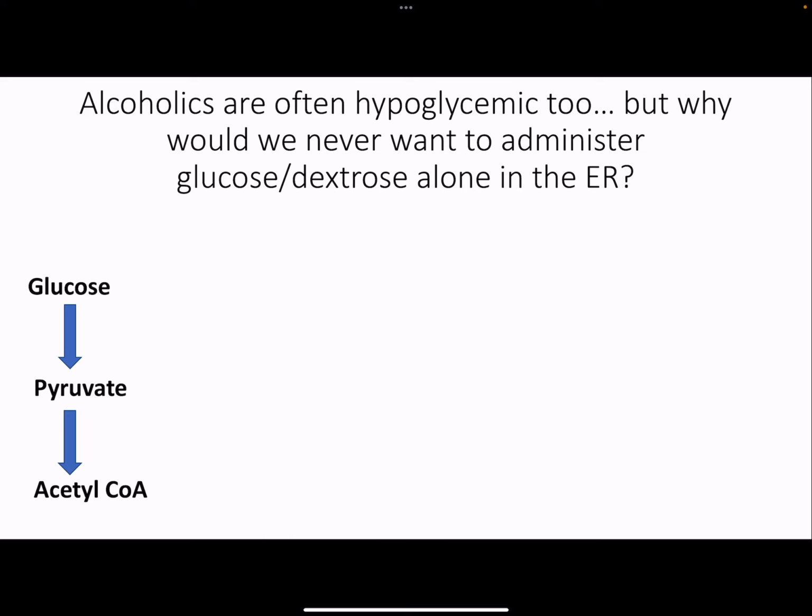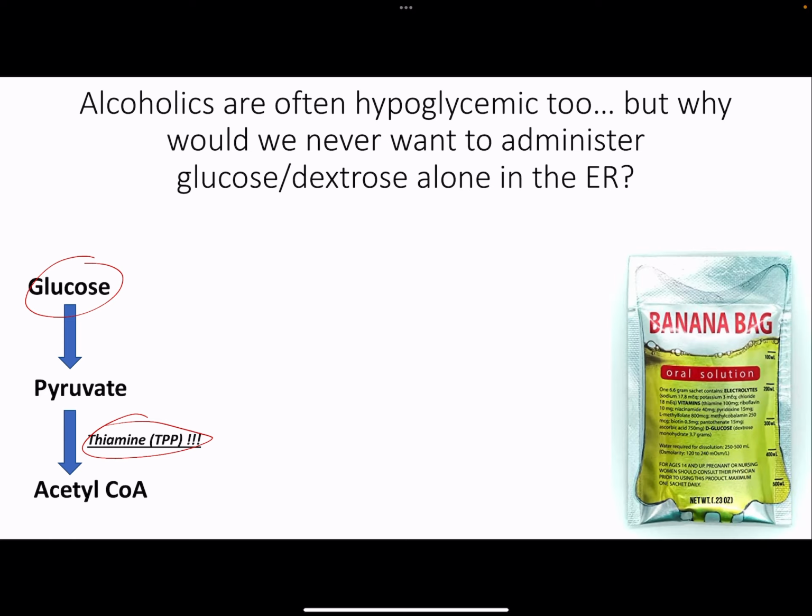But also it's better just to play it safe, because if you give somebody a bunch of glucose, what could be a problem if they're thiamine deficient? Well, this uses thiamine, so giving them glucose is going to help the hypoglycemia, I guess, but it's going to hurt the thiamine. It's going to exacerbate the thiamine deficiency, so that's problematic.